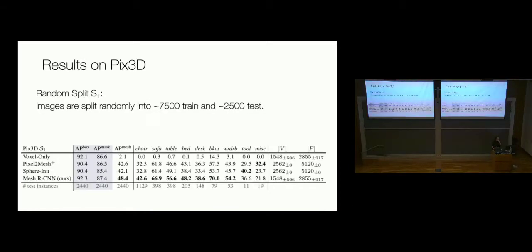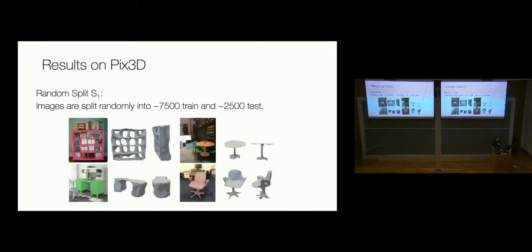And on Pix3D, again, we show some boring numbers where we compare to previous methods that we re-implemented and ran on this task. And I'm showing you some results here of what our model can predict. And again, we show that we can capture these varying topologies. For example, in this bookcase, there are a lot of holes, and we would want to capture them. And we do. But more importantly, this data set also allows us to do some other interesting studies. And this is because of the unique nature of the annotations on Pix3D.